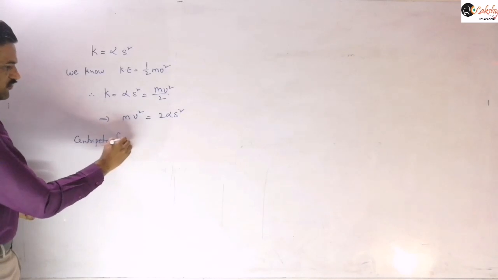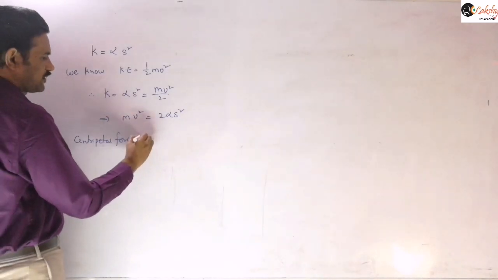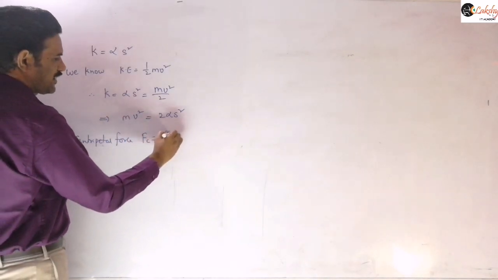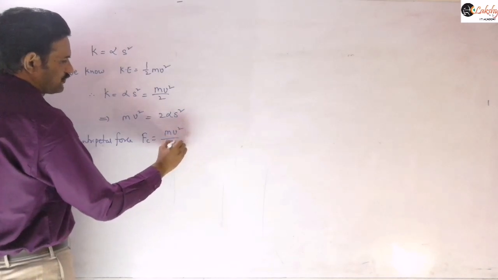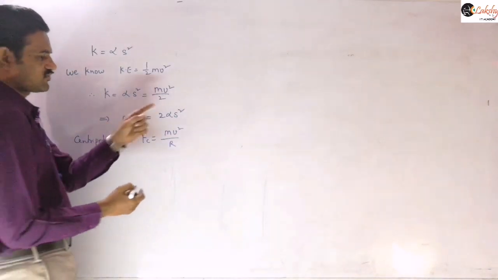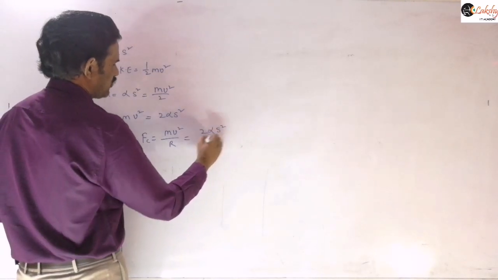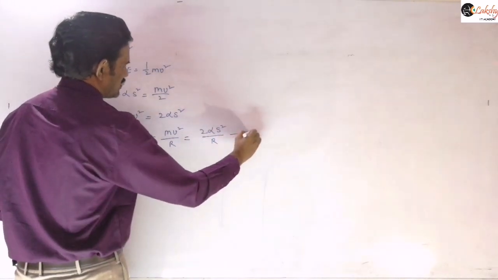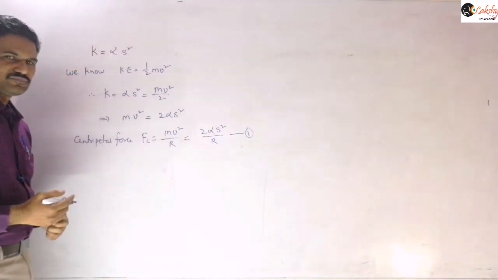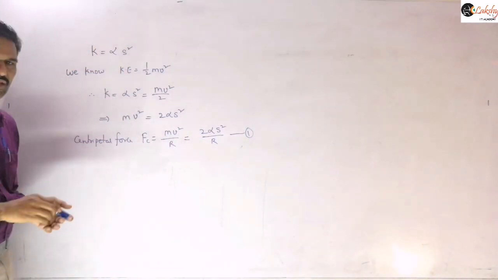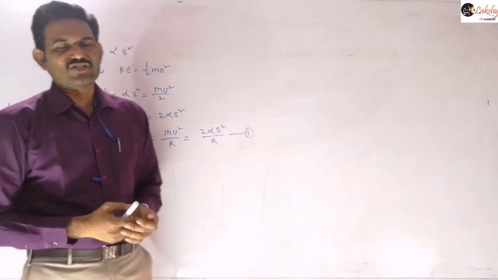so centripetal force Fc is equal to mv square by r, right? That is nothing but our centripetal force formula. So mv square means you can write this as 2 alpha into s square by r. Let's suppose this is equation 1. That is centripetal force. And next we need to find the tangential force.